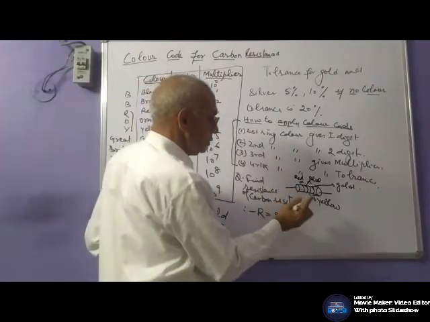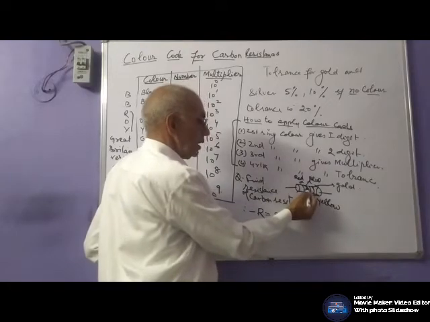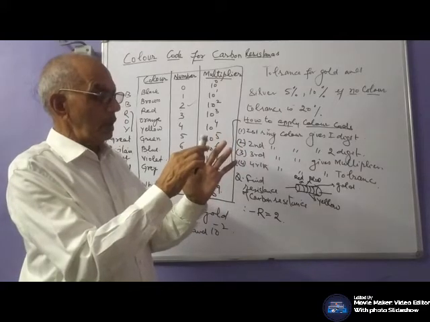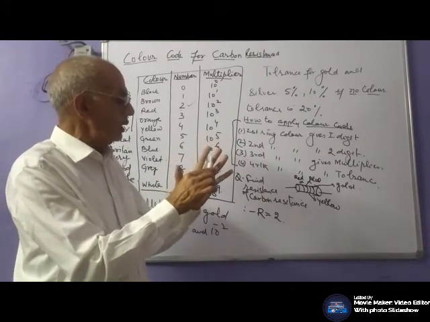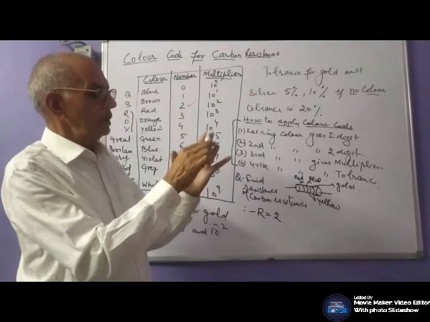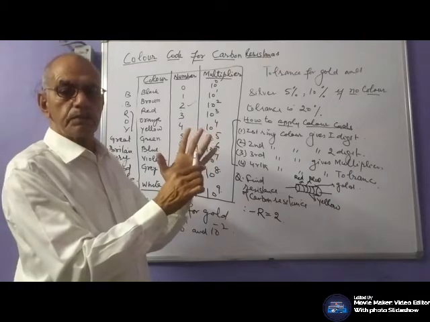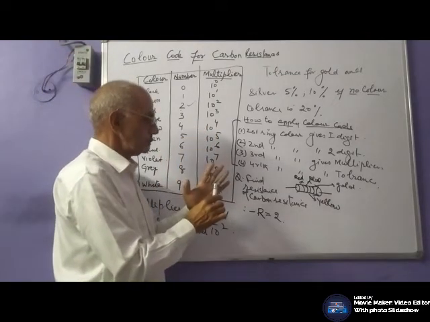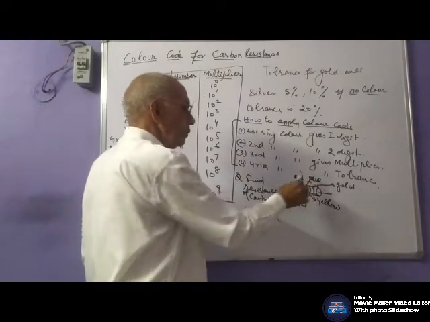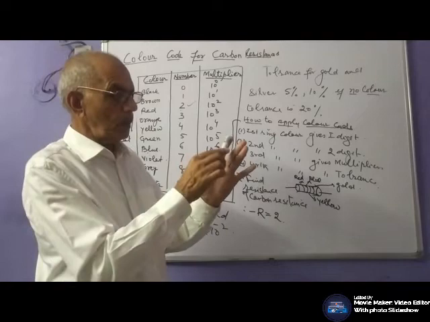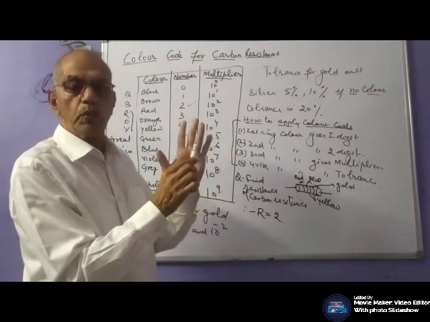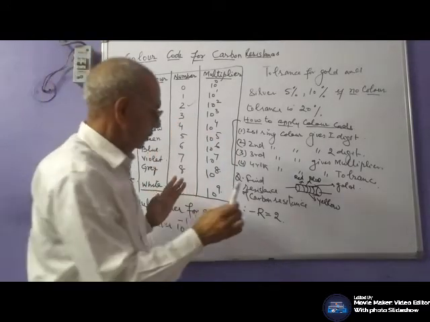Second ring color gives second digit. Second ring is blue. B, Roy, R, O, Y, Great, Britain. 6. B, this is the second blue. B, Roy, R, O, Y, Great Britain, blue. Start from 0. 6.